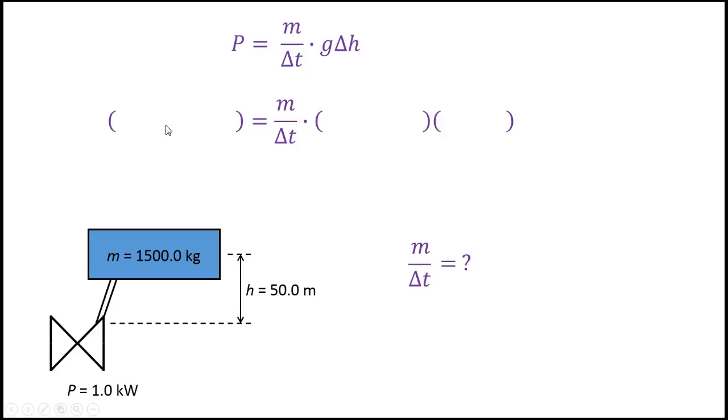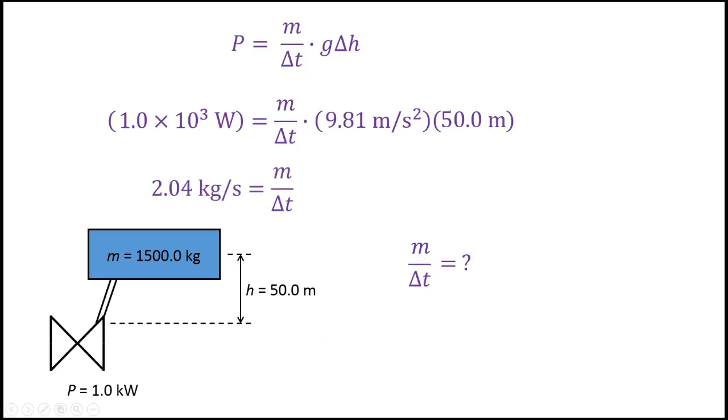I know the power. The power is 1 kilowatt, or 1 times 10 to the 3 watts. Kilo is 10 to the 3. g, that's 9.81. And the change in height, well, it's going down 50 meters. When I solve for m over t, the unknown, I get 2.04 kilograms per second. And you could work out the units and show that that's what the units are, but you also just look and say, oh, well, mass is kilograms, time is seconds, so that's our unit.